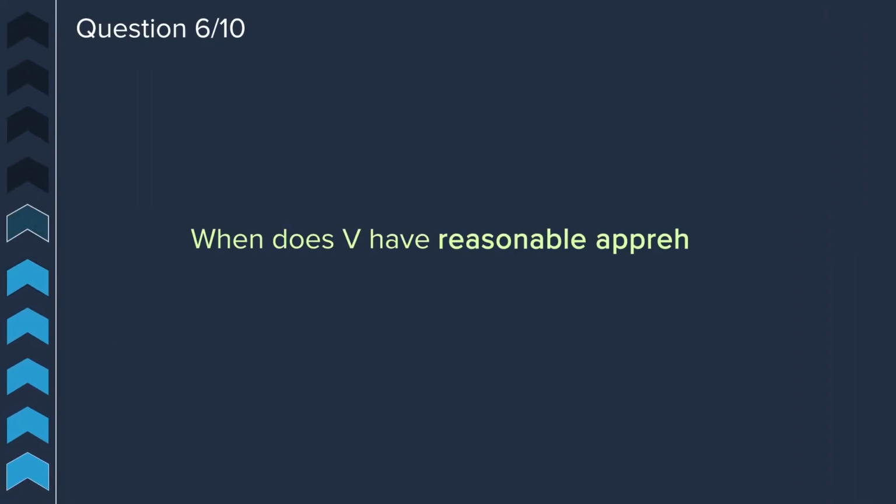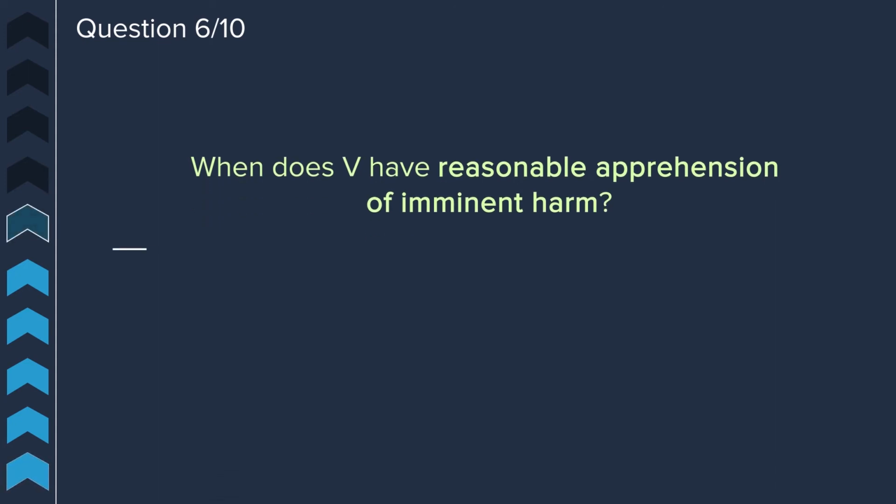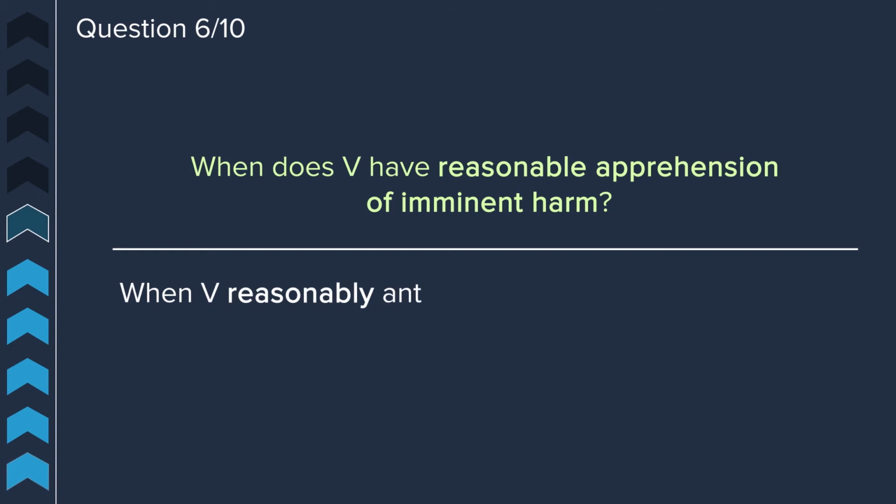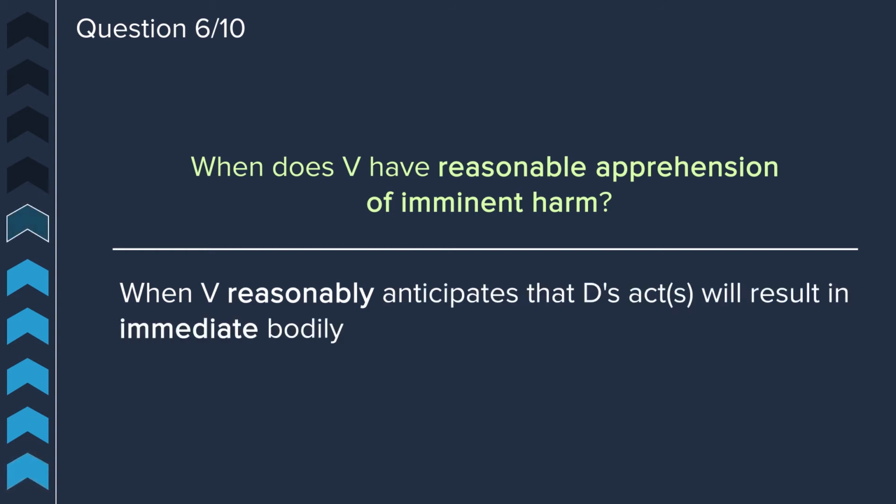Question 6. When does a victim have reasonable apprehension of imminent harm? When the victim reasonably anticipates that the defendant's acts will result in immediate bodily harm. And this is a subjective standard.